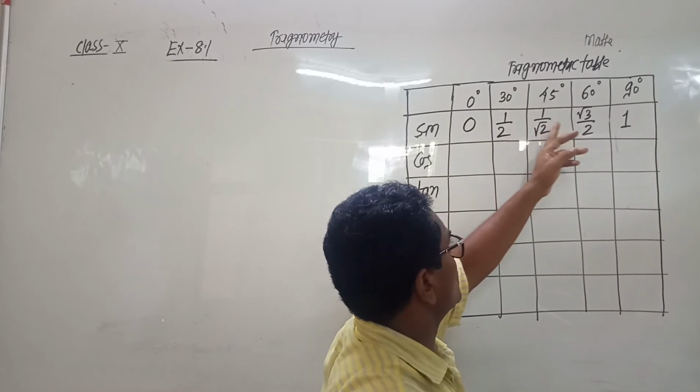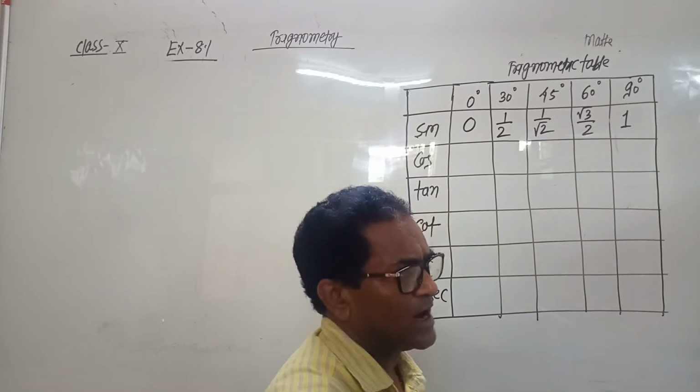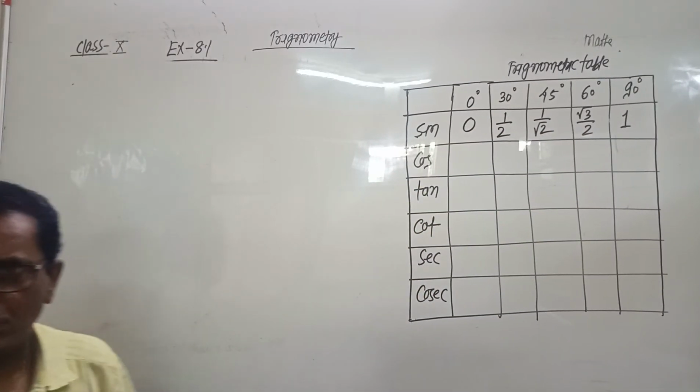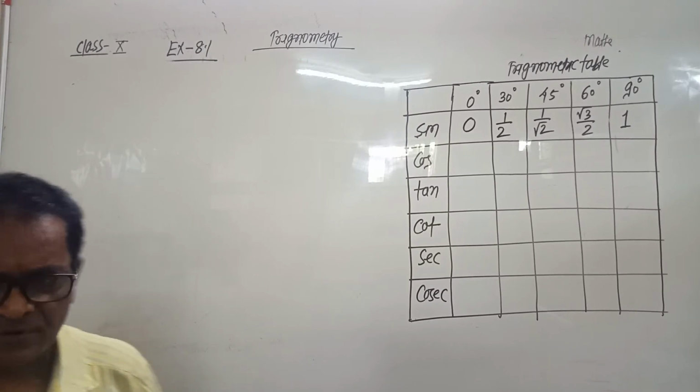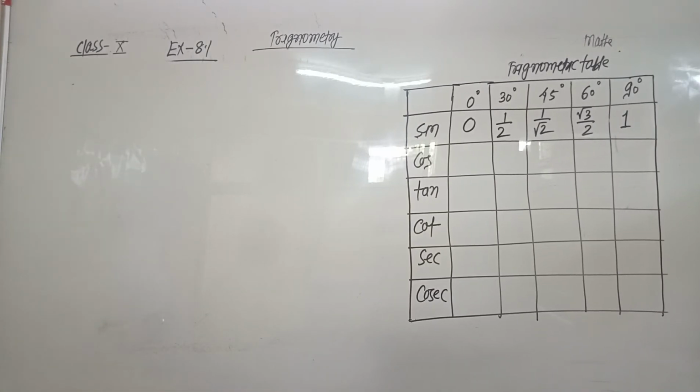0, 1 by 2, 1 by root 2, root 3 by 2 and 1. Sine 0 is 0, sine 30 is 1 by 2, sine 45 is 1 by root 2, sine 60 degree is root 3 by 2 and sine 90 degree is 1.